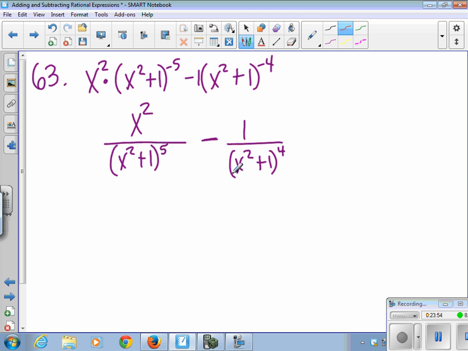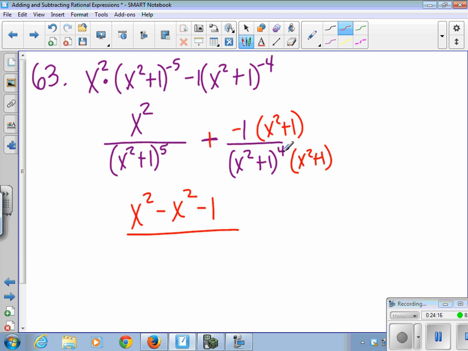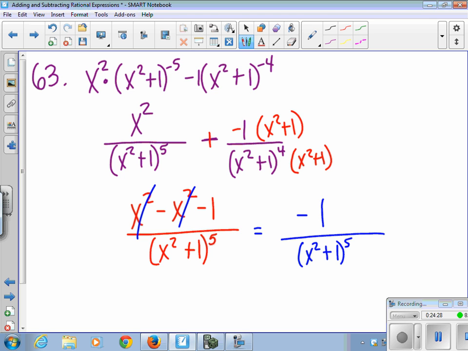And so in order to make this x squared plus 1 to the 5th, I would need to multiply the top and the bottom by an x squared plus 1. And so then that's what I'm going to do. So across the top, this is going to be x squared. I'm going to plus a negative, so I remember to distribute the negative. So that's going to be minus x squared minus 1 over x squared plus 1 to the 5th now. My x squared terms cancel out, and so my final answer is just going to be negative 1 over x squared plus 1 to the 5th.